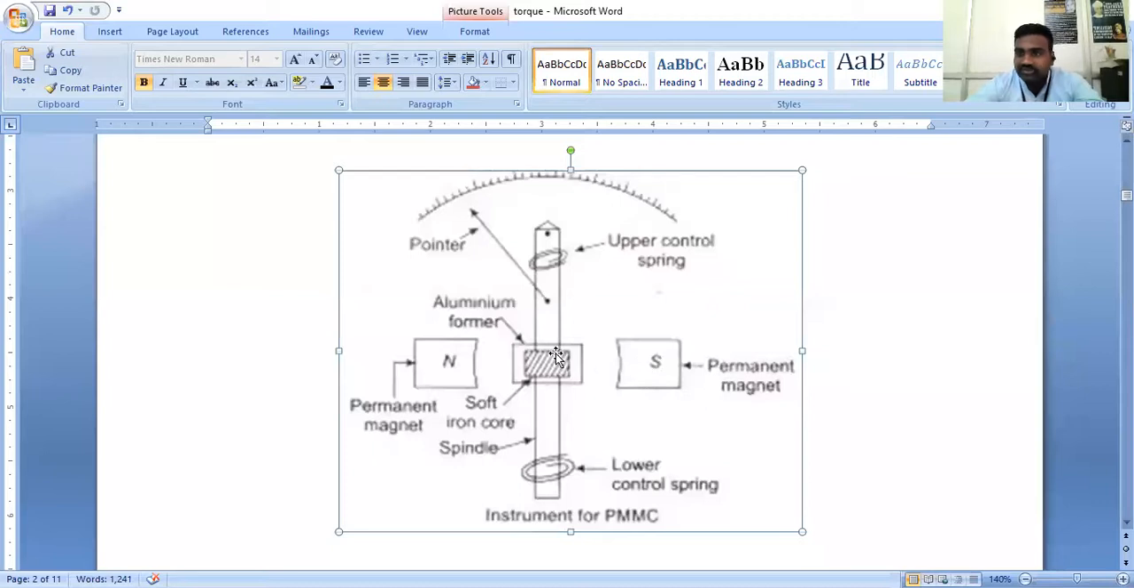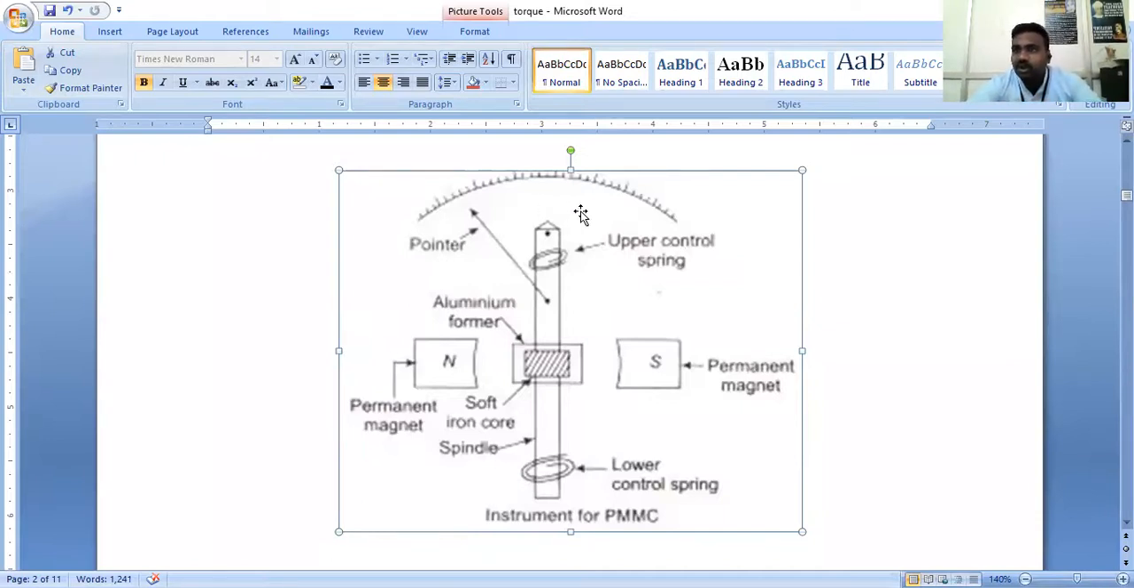How is this magnetic field created? This north pole and south pole are nothing but two permanent magnets. Magnetic lines of force flow from the north pole to the south pole. The current carrying conductor is placed in the presence of the magnetic field, and it starts its rotation. It will experience a certain amount of force, and whenever this conductor rotates under a particular force, the pointer will start rotating. So this is the principle of our instrument.